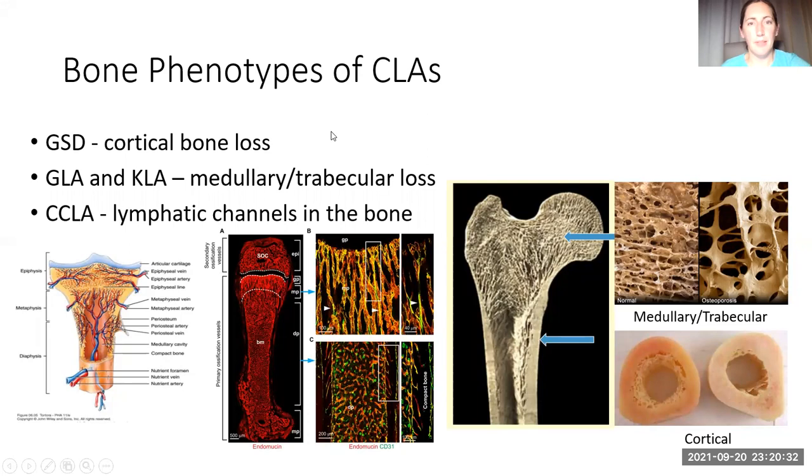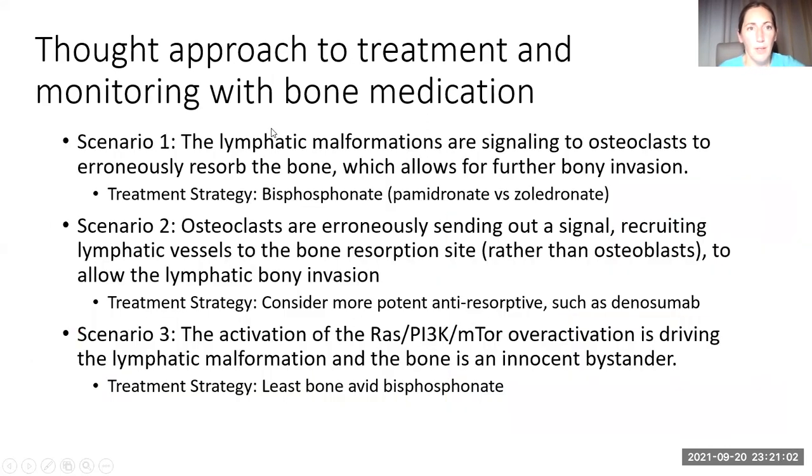In CLA, depending on the type of CLA, you'll see specific types of bone being targeted. In Gorham-Stout disease, it's more likely to be cortical bone loss. In GLA and Kaposiform lymphangiomatosis, you're more likely to see medullary/trabecular bone loss. In CCLA, you'll see lymphatic channels appearing abnormally within the bone. This becomes important because those are sites that you'll want to monitor more closely.